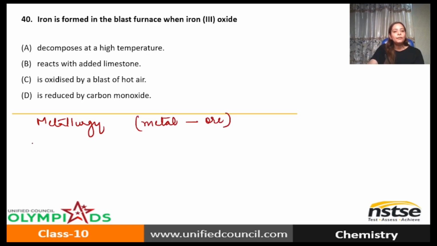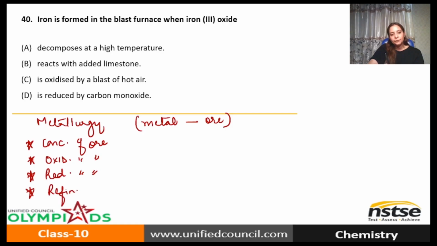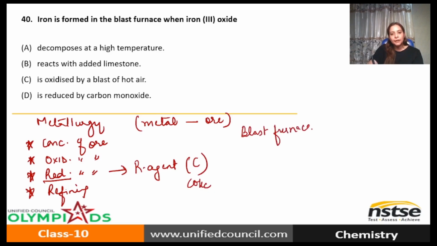When we do it, we follow 4 steps. First is concentration of ore. Second is oxidation of ore. Third is reduction of ore, and lastly we have refining. When we carry out reduction, particularly in the case of iron, we do it by using a reducing agent, and the reducing agent which is used is carbon in the form of coke, and this reduction takes place in a proper big furnace called a blast furnace.